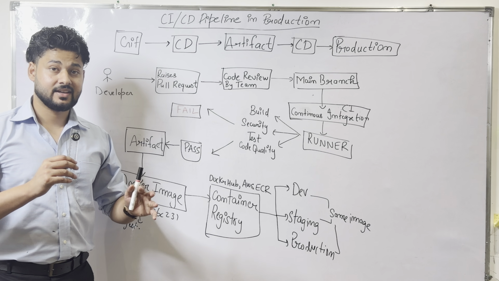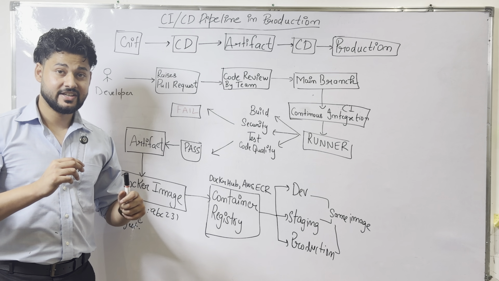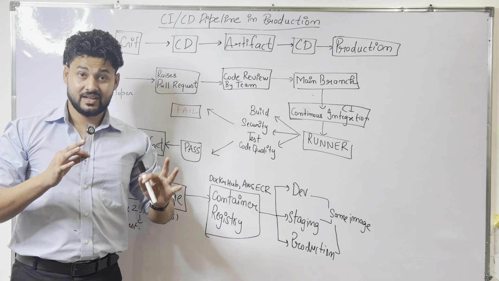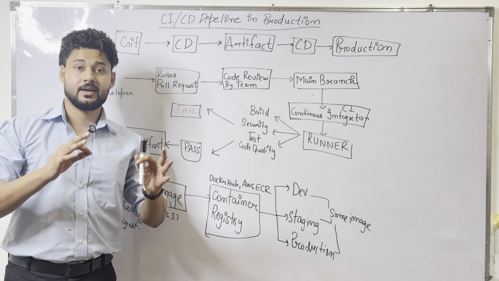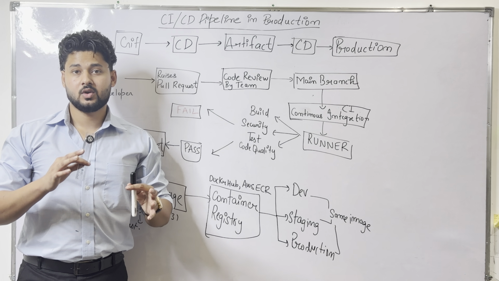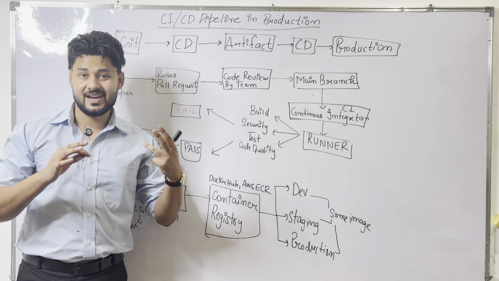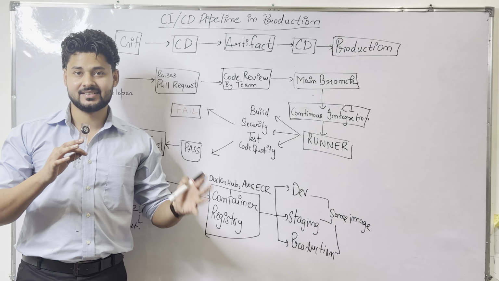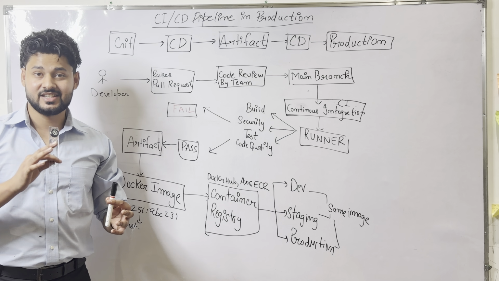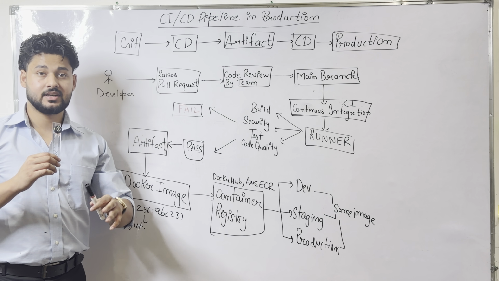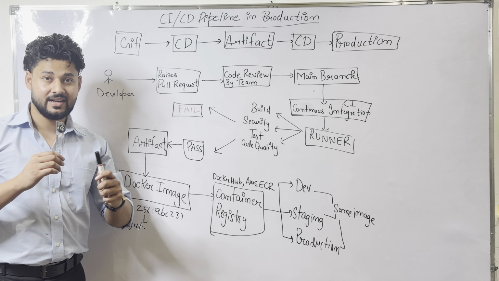Now you might ask, if the image is the same, then what can change between development and production? The configuration. For example, development may connect to the development database and production may connect to the production database. You can also have different environment variables, API endpoints, feature flags, and secrets. The application package stays the same. The environment-specific configuration changes. And secrets should stay outside the image and can be provided securely at runtime.